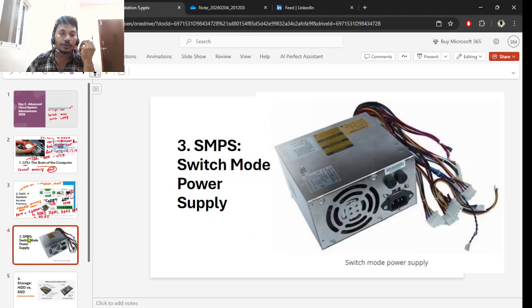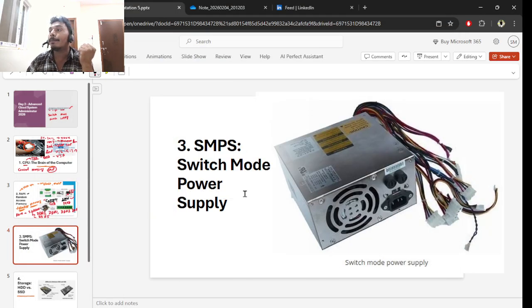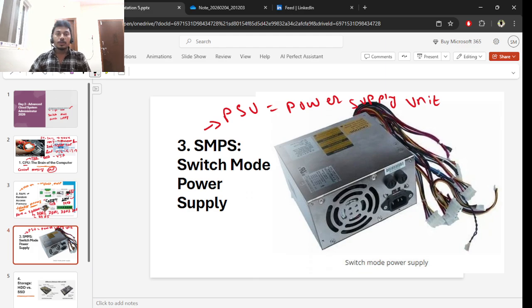And next we are going to discuss the third one, that is the SMPS, which means switch mode power supply. This SMPS is also called the PSU, which means power supply unit. PSU. Okay. This is the component that provides power to the motherboard.